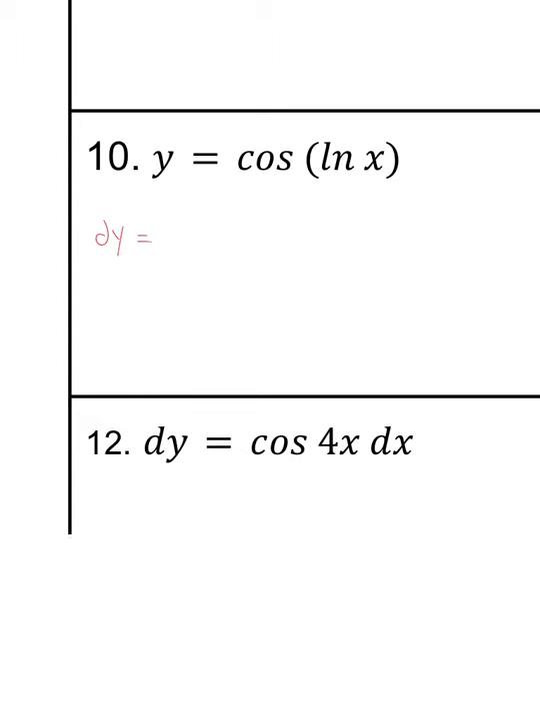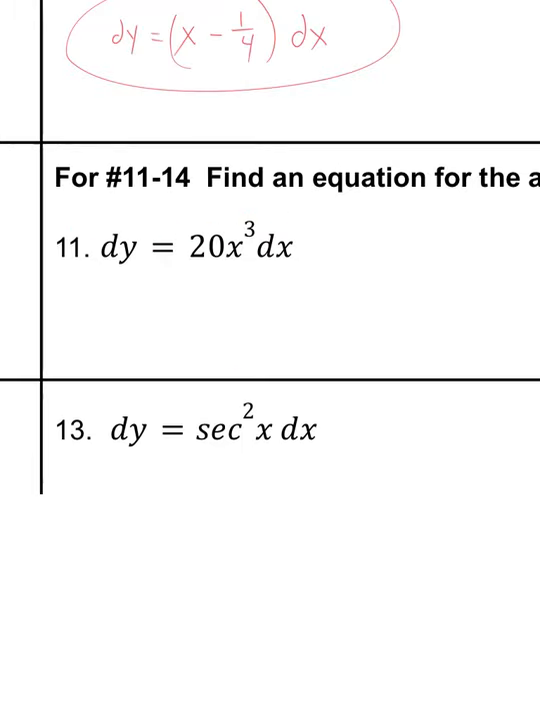Number 10, y becomes dy. This is going to be a chain rule. Cosine is my outer function. ln x is my inner function. So the derivative of the outer function is negative sine. The inner as is ln x, and the derivative of the inner is 1 over x, and then I toss dx on the end. I could write that as one fraction. I can put negative sine ln x on the top and x on the bottom. Either way is acceptable.